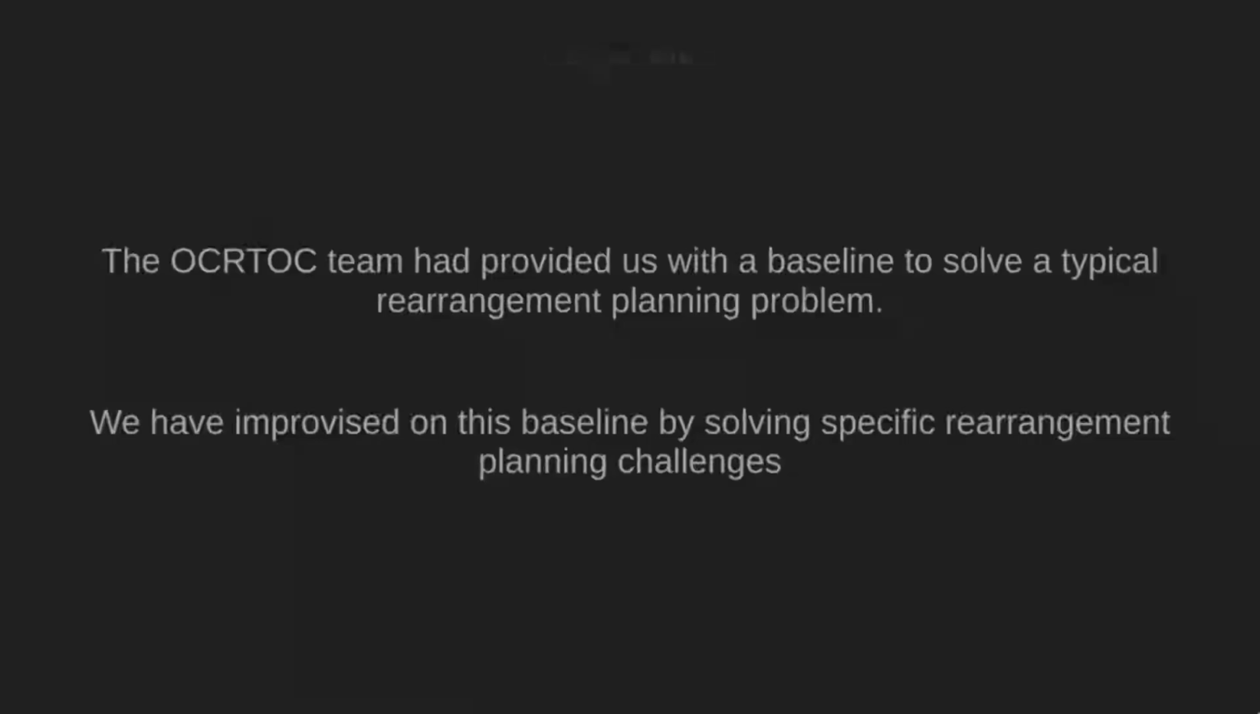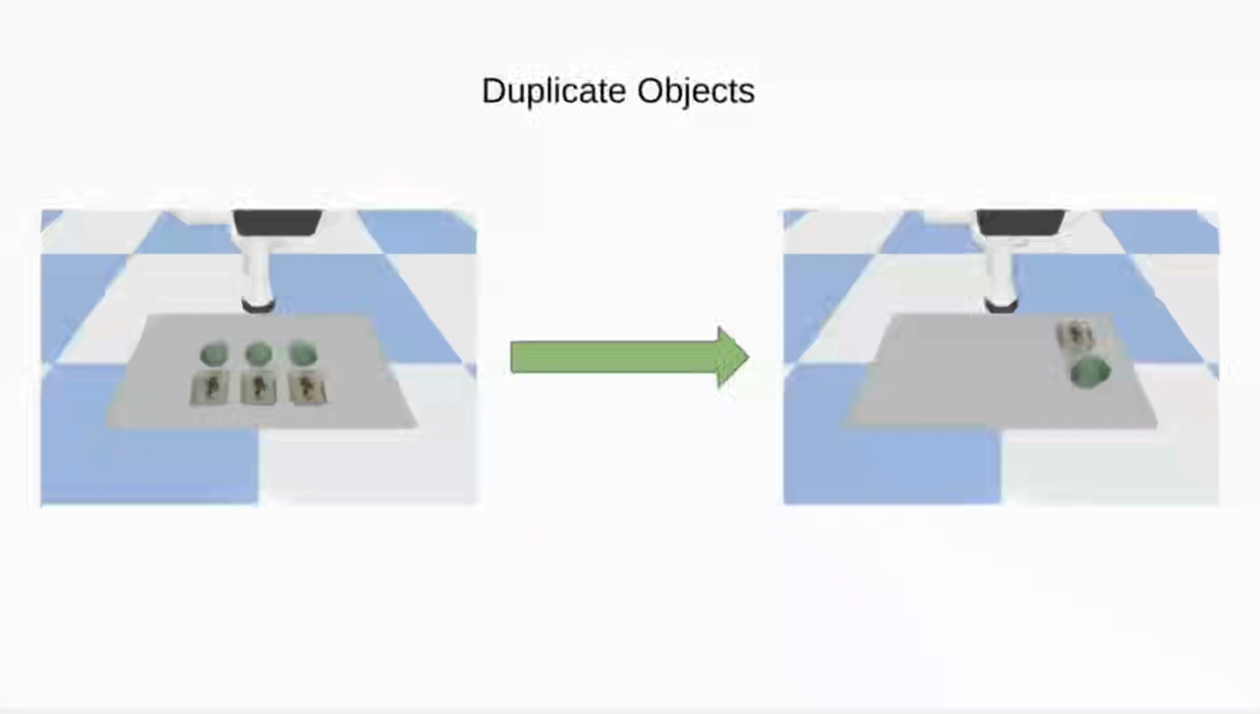The IIIT team had provided us with a baseline to solve a typical rearrangement planning problem. We have improvised on this baseline by solving specific rearrangement planning challenges. The baseline was not able to handle scenarios where multiple instances of an object existed. Instead of using an instance-based segmentation approach, we handled it by adding markers to detected objects during feature matching.